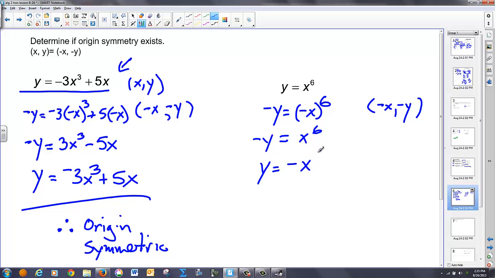And you'll notice in this case that because I have a negative value in front of the x to the 6th, it doesn't yield the same two equations. Therefore, this is not origin symmetric.